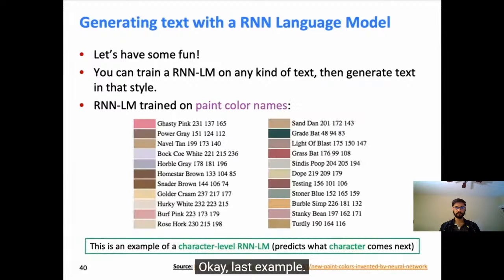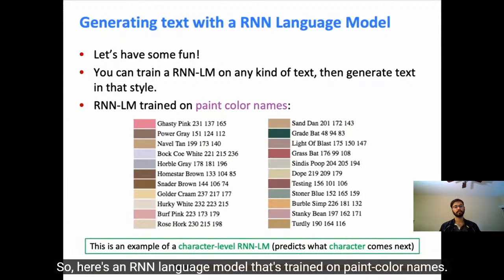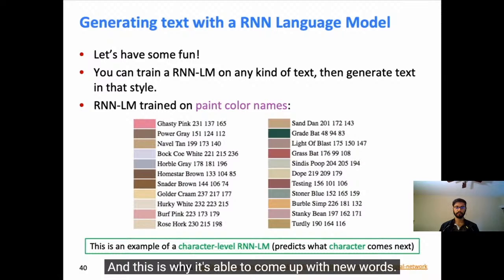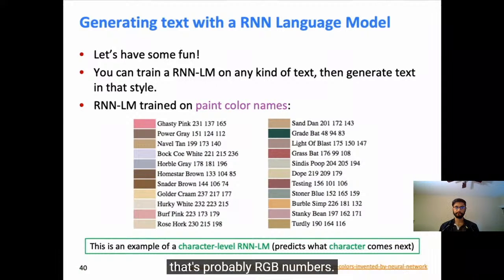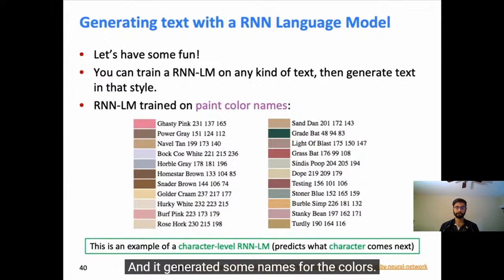Okay, last example. So here's an RNN language model that's trained on paint color names. And this is an example of a character level language model because it's predicting what character comes next, not what word comes next. And this is why it's able to come up with new words. Another thing to note is that this language model was trained to be conditioned on some kind of input. So here the input is the color itself, I think represented by the 3 numbers, that's probably RGB numbers, and it generated some names for the colors.